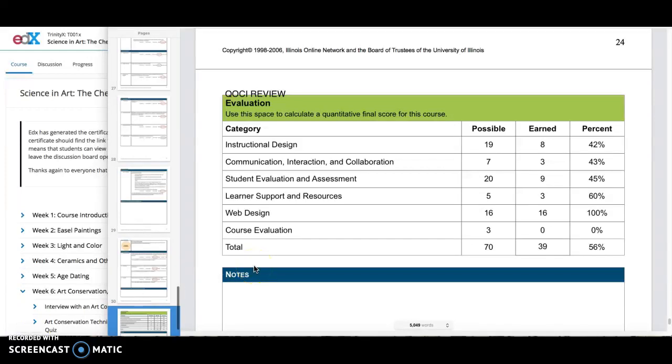Hello, I'm Nick, and for my review, I used the QOCI standard instead of the Quality Matters standard, and I chose to review Science and Art from Trinity University. I wanted to start off with my overall evaluation just to give some context.